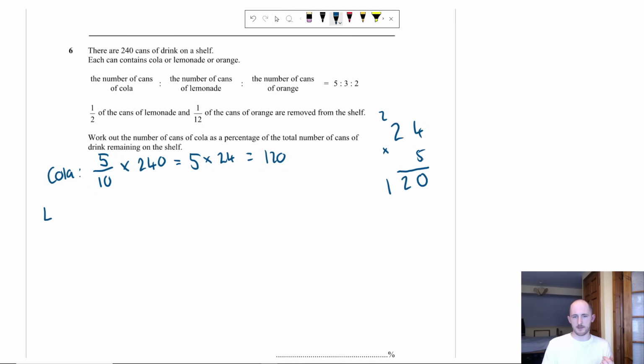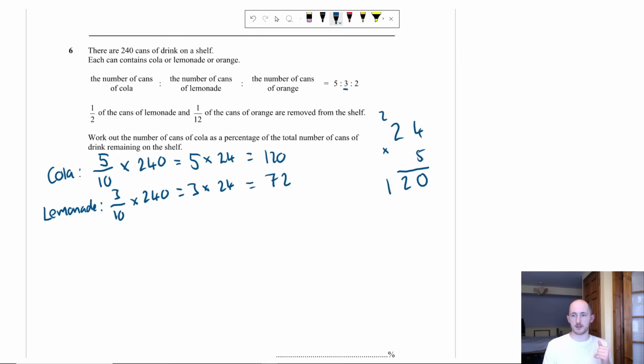So now we do the same for lemonade. The number associated with lemonade is 3, so we've got 3, and again, all of those numbers added together would obviously be 10, as usual, times 240. 240 divided by 10 is 24, times by 3, so we get 24, we get 48, and we get 72. Okay, again, you can use the bus stop method to verify.